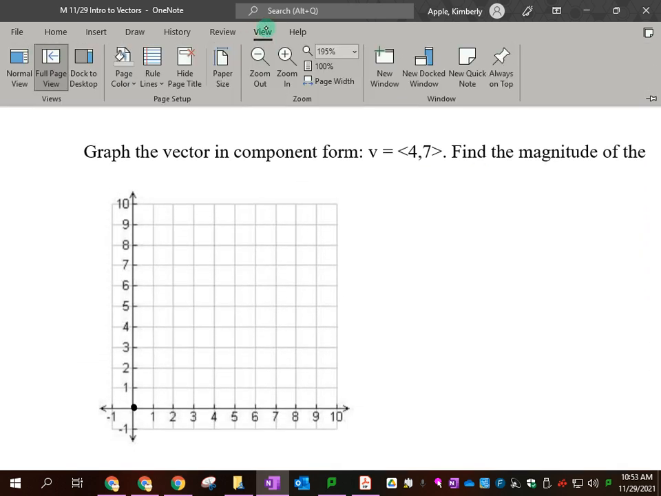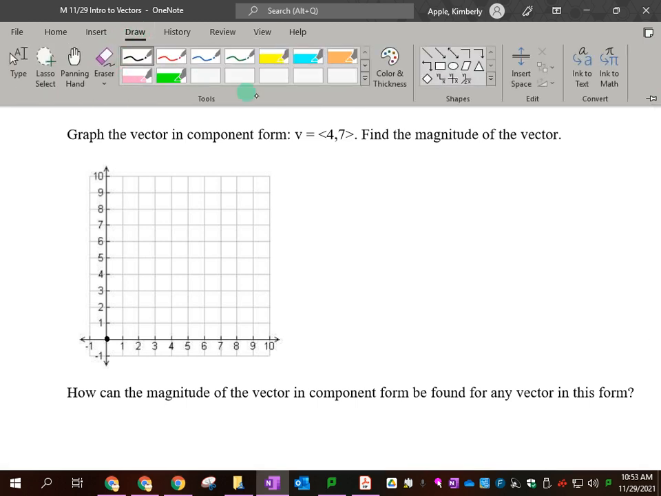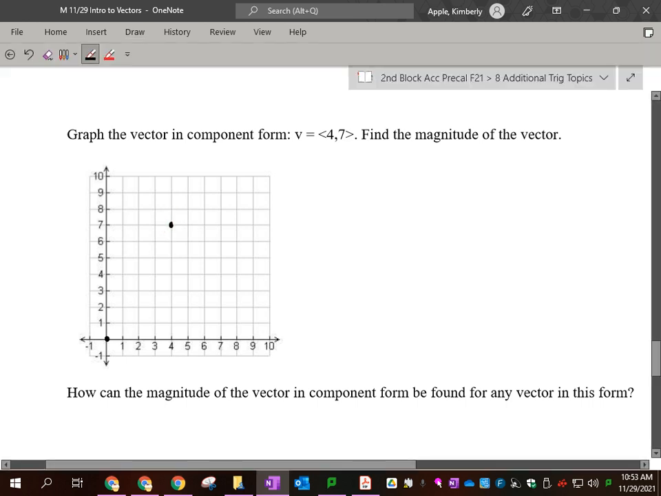All right, so this one says graph the vector in component form. This is a vector and it is described by its terminal point, which is (4, 7). So that's (4, 7). But the actual vector is this. So this is vector v, also known as vector <4, 7> in component form. Again, the horizontal component of the vector, as we saw before, is 4, and the vertical component of the vector is 7.